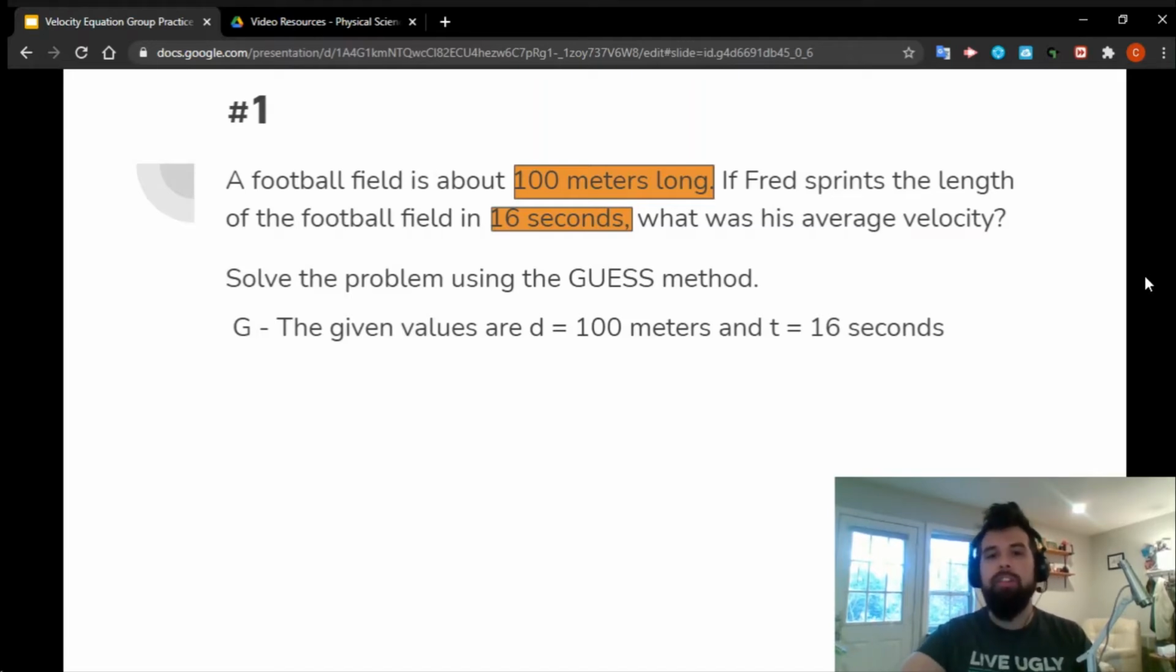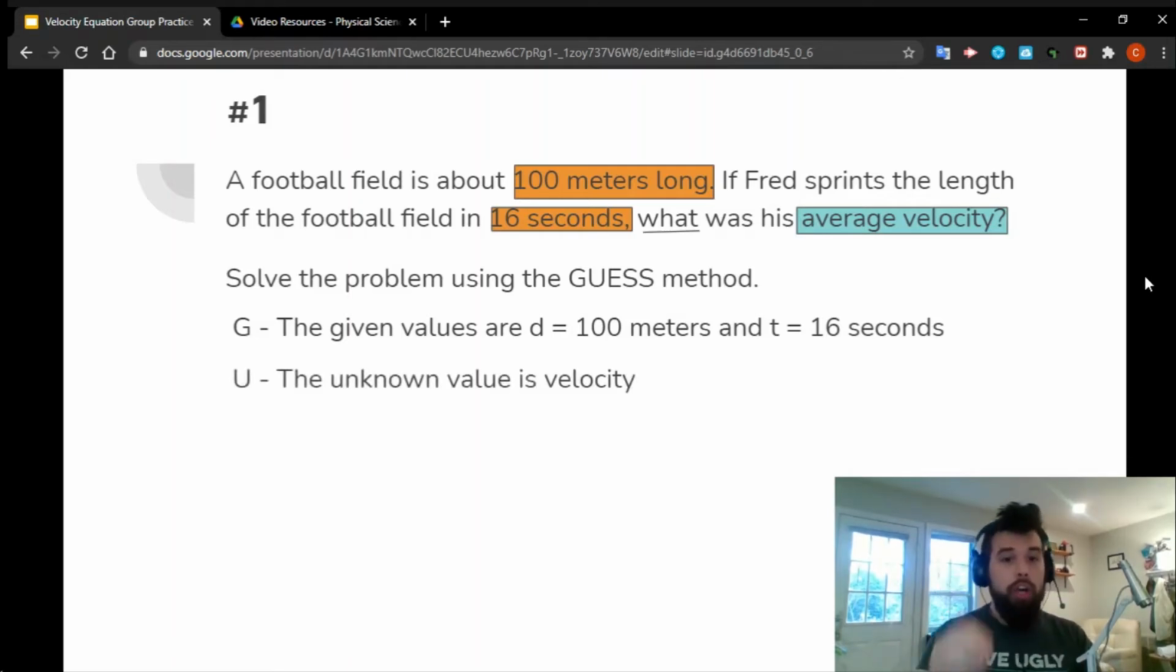The next thing to do is figure out what it wants me to find. So when I can, I like to highlight these things in a different color. So this one is average velocity. It looks like they're asking me to find that. And I know because it asked me what his average velocity was.